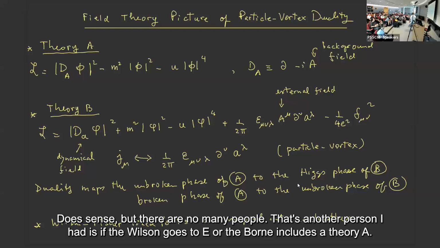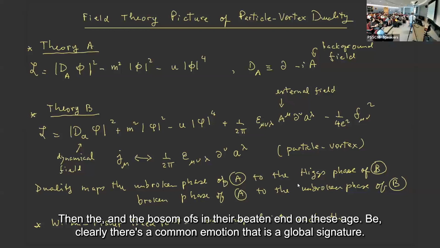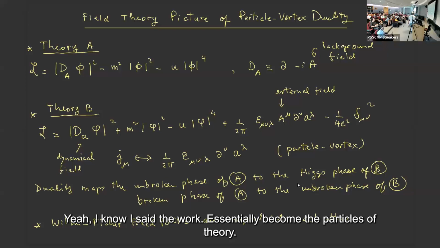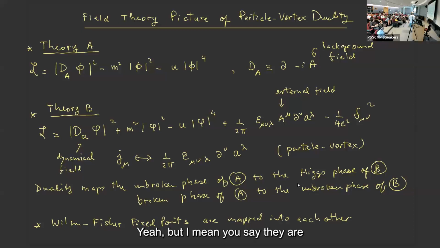And then another question I had is, if the Wilson loops in theory B are the vortex loops of theory A, then the Wilson loops in theory B can end on these gauged... No, the Wilson loops of theory B, well, theory A doesn't have any Wilson loops, it's a global symmetry. Yeah, I know, I said the vortex loops of theory A. The vortex loops of theory A essentially become the particles of theory B. And therefore, they are detected by the Wilson loops.